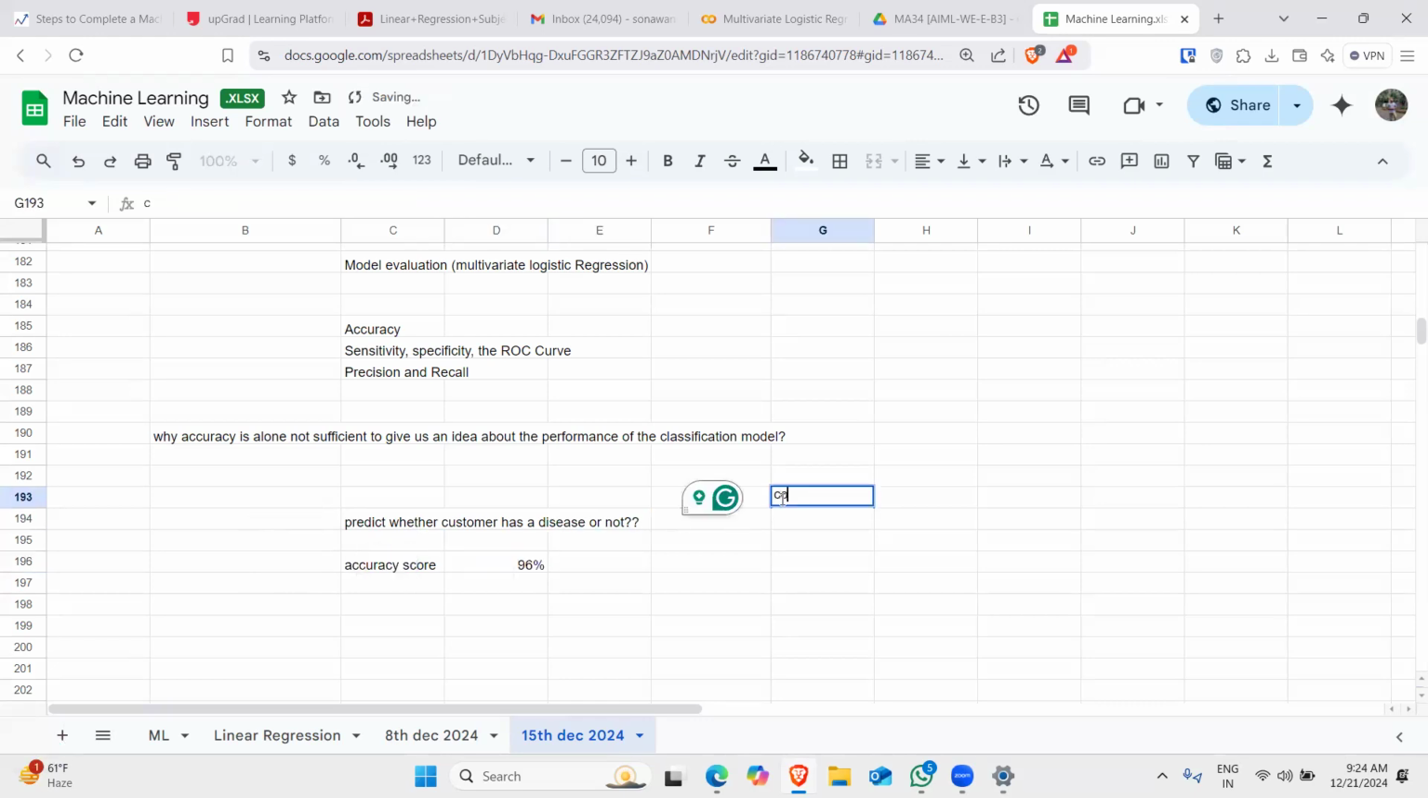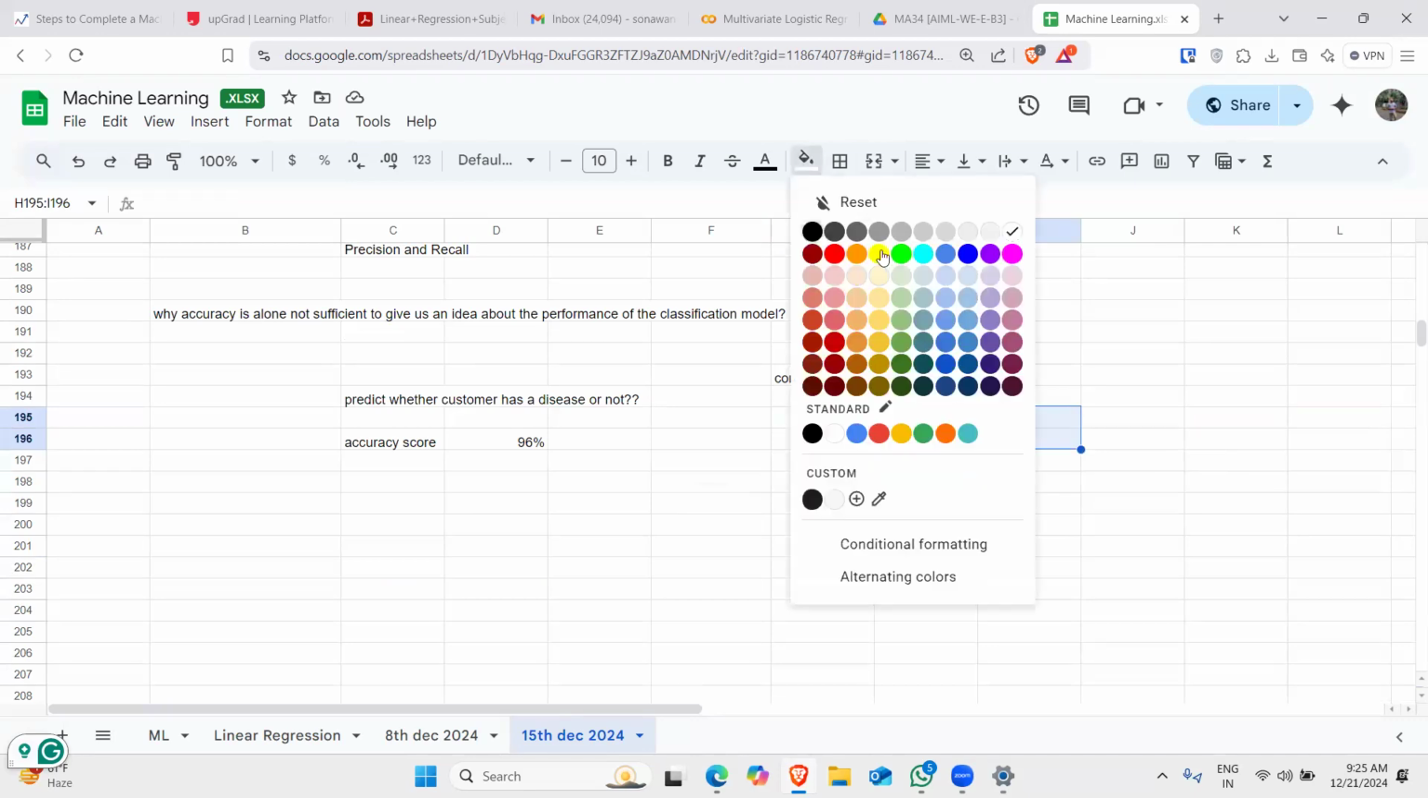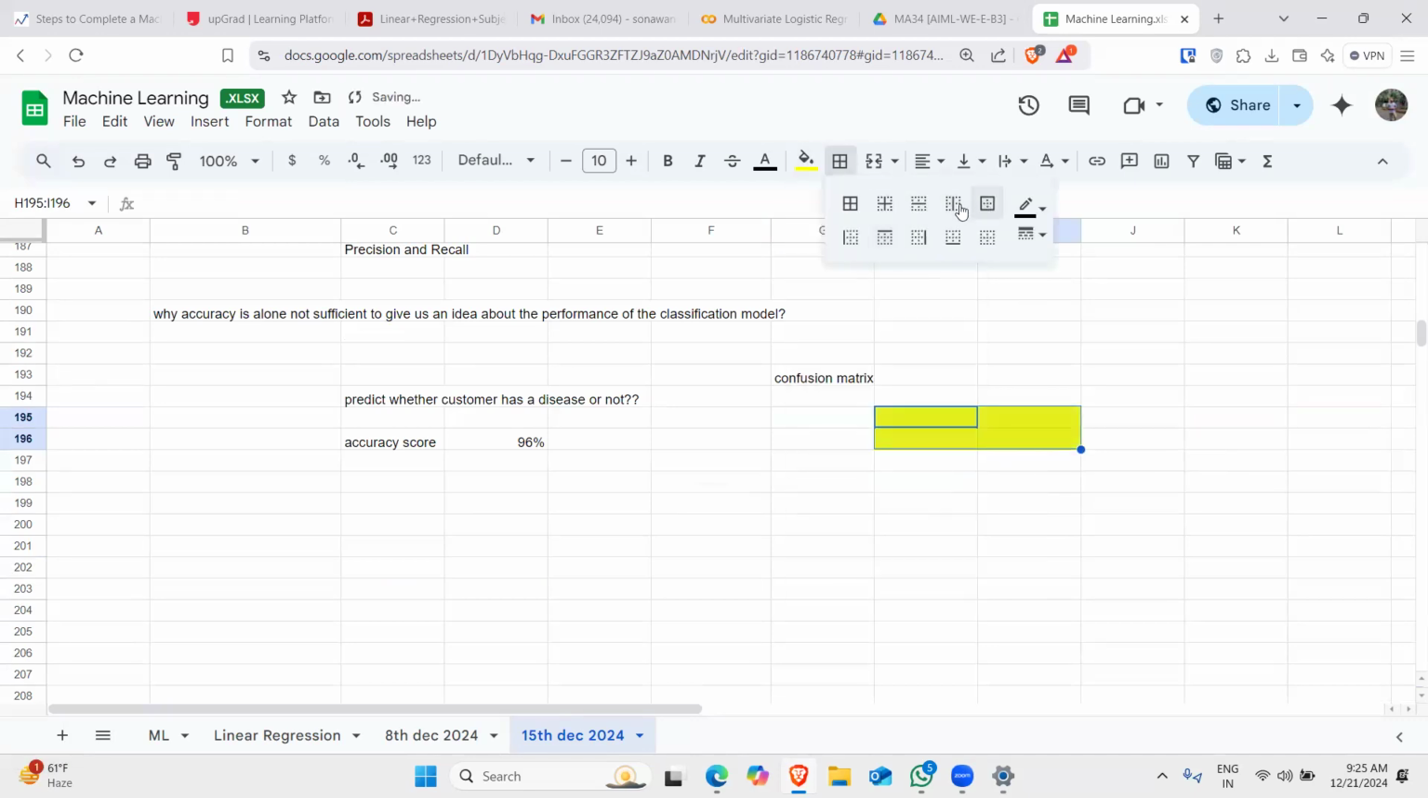So here we plot a very important term, which is known as the confusion matrix. We'll see more details about that. What is a confusion matrix? This is your confusion matrix.